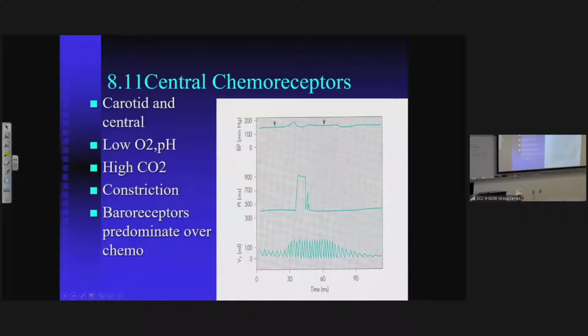Okay. Now this is switching from baroreceptors to chemoreceptors. So back to my theme of the day, defining our terms. What is a chemoreceptor?